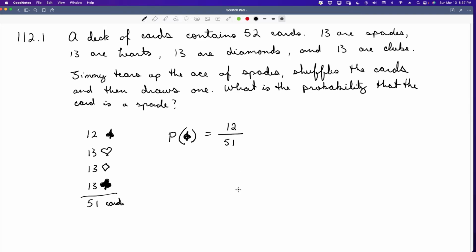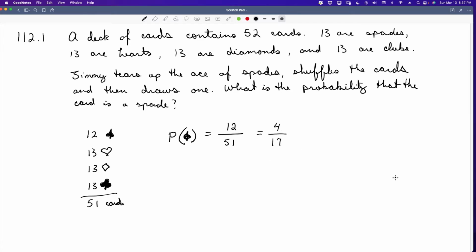Now we can reduce this by dividing the numerator and denominator by 3. 12 divided by 3 is 4. 51 divided by 3 is 17. So there's a 4 out of 17 chance that the card drawn will be a spade.